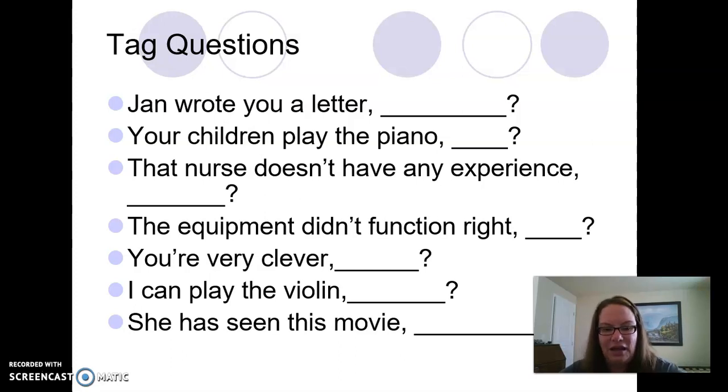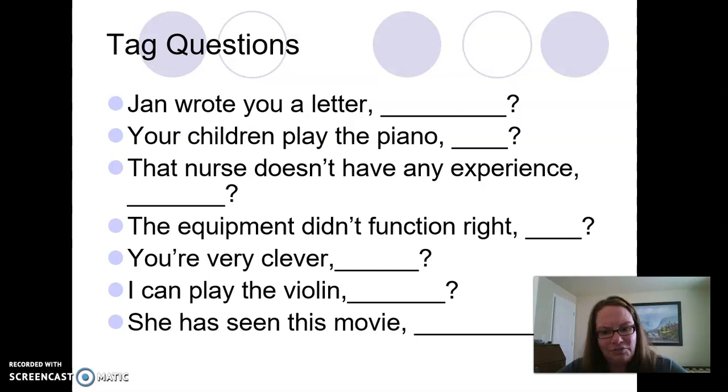Okay, so, Jan wrote you a letter. No helper verb, so we're going to add do support. So, Jan wrote you a letter, didn't she? And I'm going to make an assumption there that Jan is a woman, so I'm going to add she. Your children play the piano, don't they? So your children is plural. No helper verb, so we're going to add don't. That nurse doesn't have any experience. We do have a helper verb do, so we're going to add the tag with do.